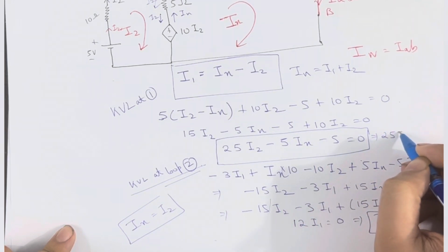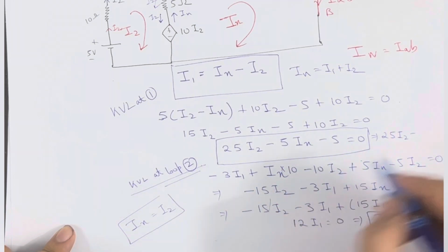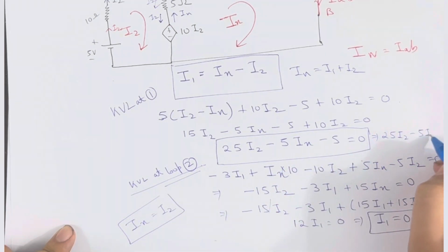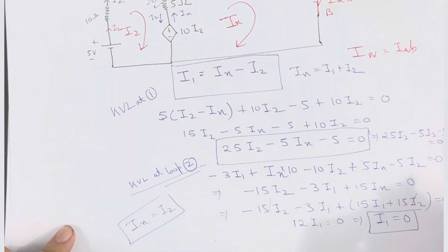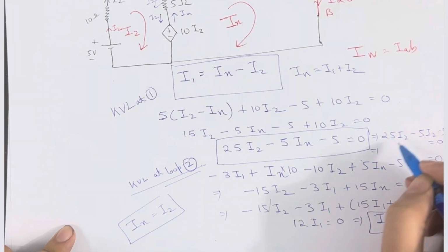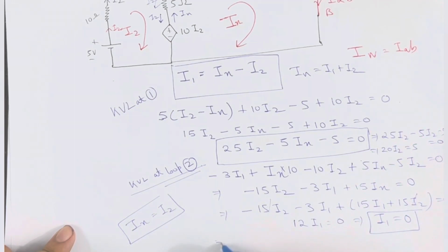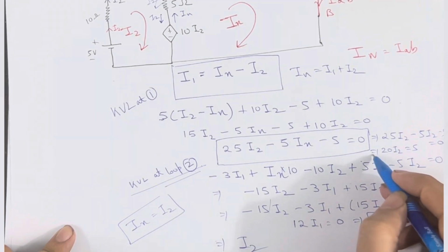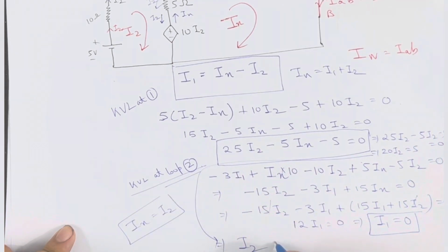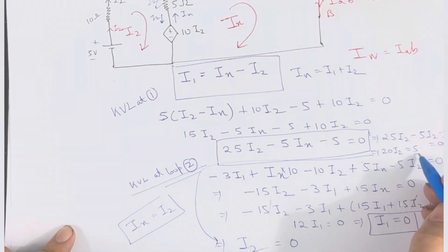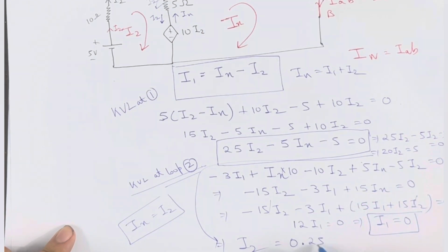25 I2 minus Ix equals I2 minus 5 I2 minus 5 equals 0. From here you will get the equation 20 I2 equals 5, which implies that I2 equals 5 by 20, so it will be 0.25 amperes.